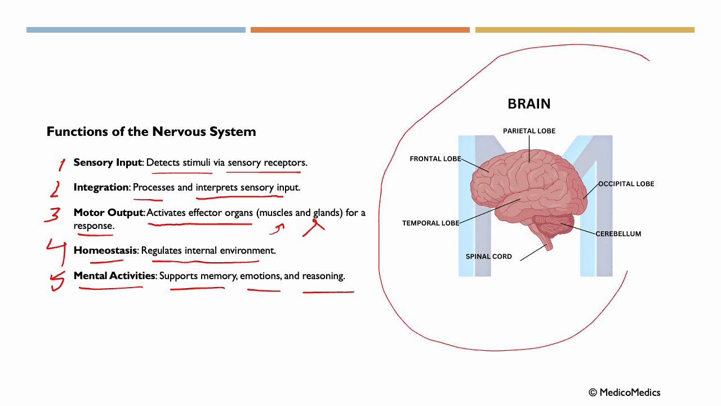Here is a little picture. You can orientate yourself. We have the parietal lobe, we have the frontal lobe, the temporal lobe. We have the occipital lobe at the back, we have the cerebellum right underneath, and the spinal cord.